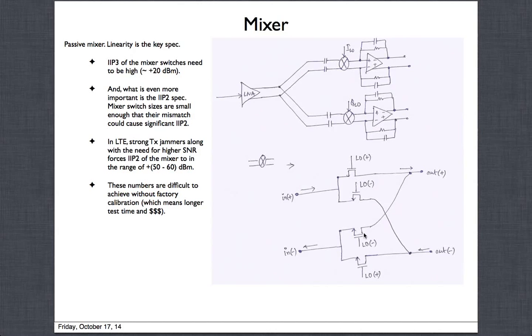so you have some W and L value, and let's say all 4 are matched, then you will get a perfectly nice fundamental component, you will not have any second order component, you will have the third order component, you will not have any fourth order component, because it's differential, so it will cancel out all the even order harmonics. But given that we have finite switch sizes, let's take an example.